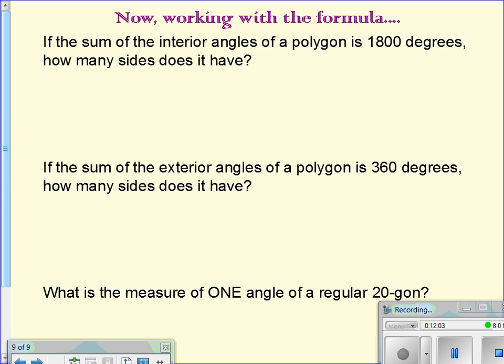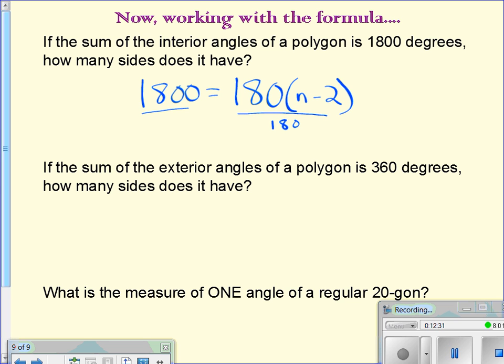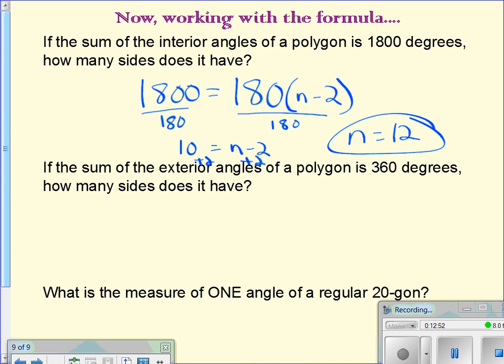This first problem says, if the sum of the interior angles of a polygon is 1,800 degrees, how many sides does it have? Well, 1,800 is equal to the sum of the angles, and we said the formula for the sum of the angles is 180 times n minus 2. I'm just working this one basically backwards, okay? And to work it out backwards, I want to get n by itself. I want to first divide by 180. And I might notice that I'm left with, on the right, n minus 2, and on the left, 1,800 divided by 180 gets me 10. I got to solve for n, though, so I add 2 to both sides, and I wind up with n equals 12. Cool. First one down.